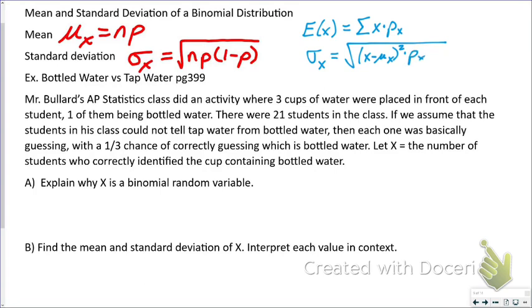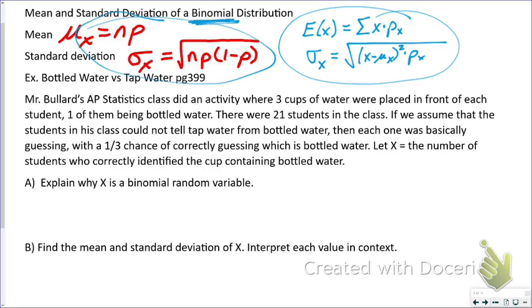So if it's just some discrete random variable and you don't know it's binomial, you use these 2. If it's binomial, this is a big time shortcut. All right? It totally depends on what type of variable it is. And we've seen both. I'm giving out a practice test today, and you can compare the 2.